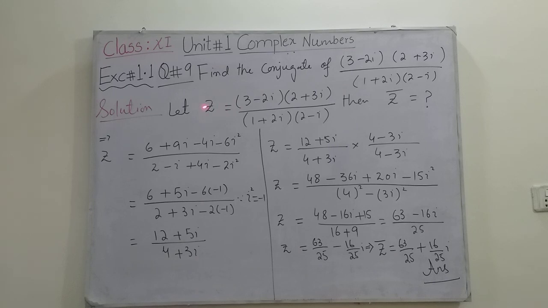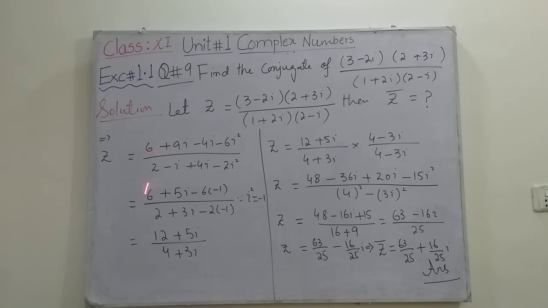Now to simplify this z, multiplying 3 with 2 plus 3 iota, we have 6 plus 9 iota. Then multiplying minus 2 iota with 2 plus 3 iota, we have minus 4 iota minus 6 iota square. And for the denominator 1 plus 2 iota into 2 minus iota, multiplying 1 with 2 minus iota, we have 2 minus iota. And multiplying 2 iota with 2 minus iota, we have 4 iota minus 2 iota square. Here putting iota square as minus 1.